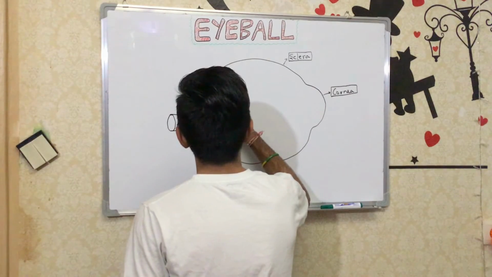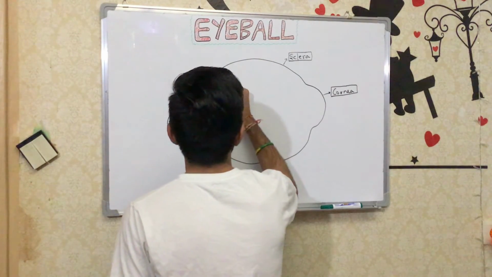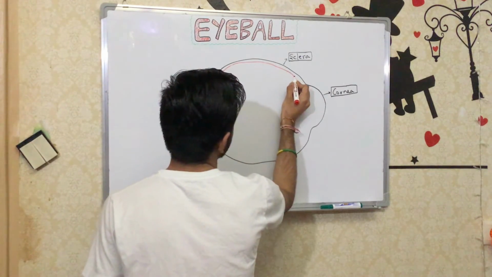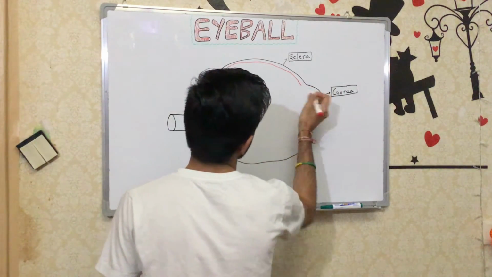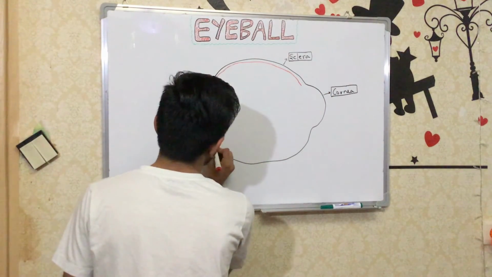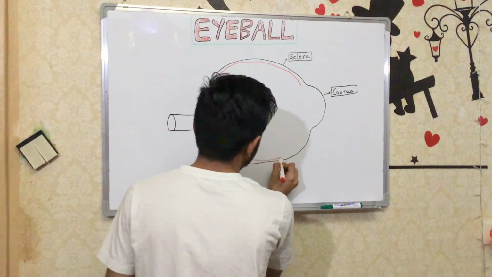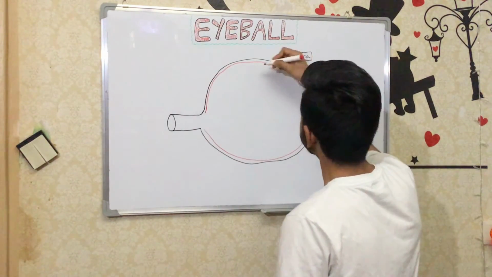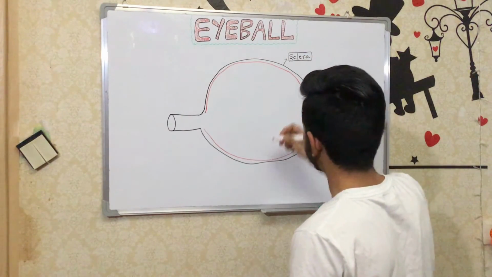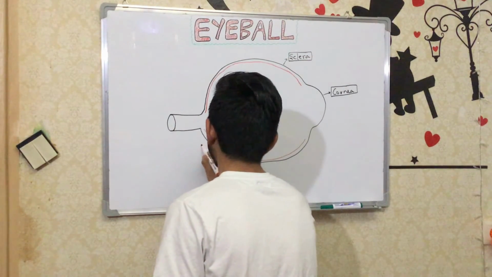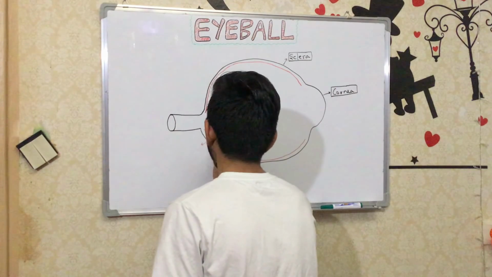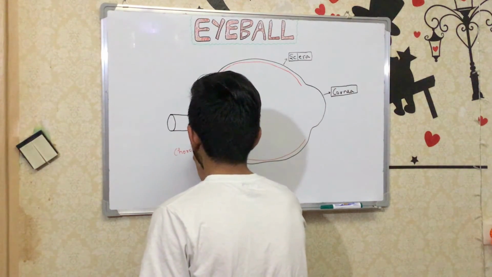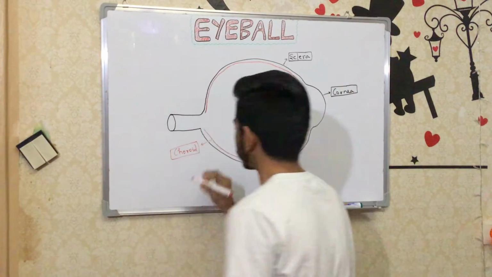Here I am drawing the middle coat of the eyeball. This is the middle coat of the eyeball, and this layer inner to it, we call it the choroid, or choroid plexus. So this is the choroid.